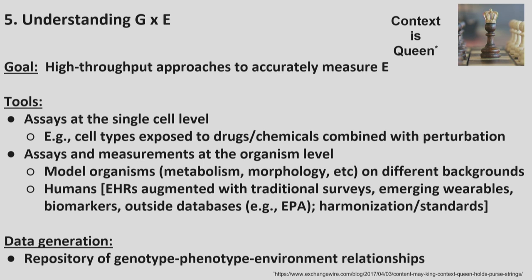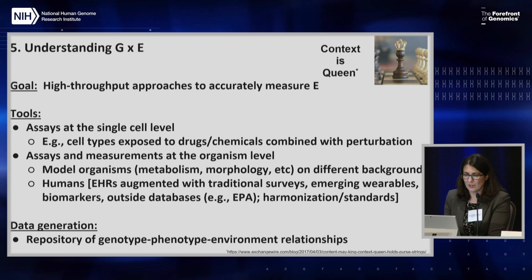And finally, for number five, we've got understanding gene-environment interactions. So the goal here would be high-throughput approaches to accurately measure E. So context is queen here. You could argue that at the single-cell level, tissue level, and maybe model organism level, it's actually much easier to measure E, and so here the challenge would be the high throughput assays that would accurately measure the effect of that environmental exposure in a high throughput manner, so the high throughput phenotyping assays and approaches.